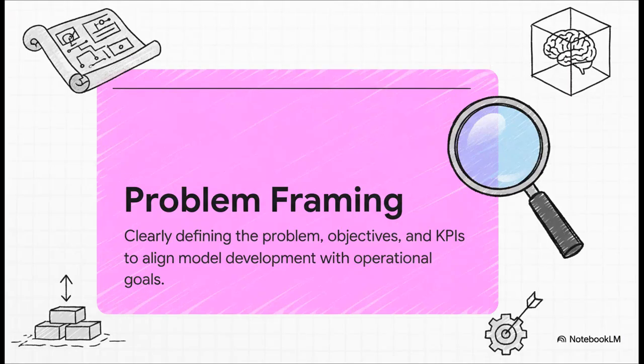So what does that mean, problem framing? Well, it's the part where you get super specific. What is our exact goal? What does success actually look like? How are we going to measure it? If you don't nail this down, you're basically just wandering around in the dark. This is what separates a cool tech demo from an AI that actually solves a real problem.